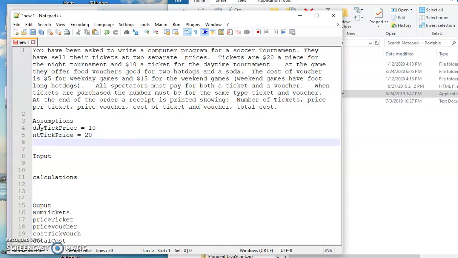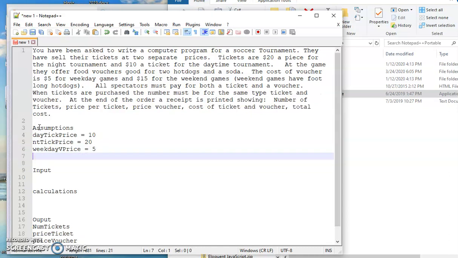And then we have a week, let's do a week day V price. And that's going to be equal to 5. And then a week end V price, and that's going to be equal to 15. All right, so we have these four numbers now in our constants.